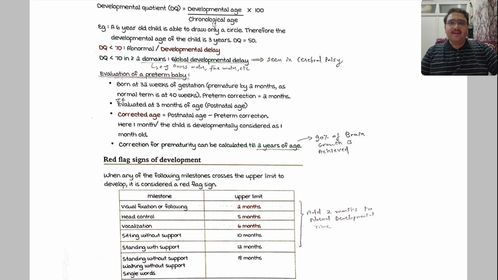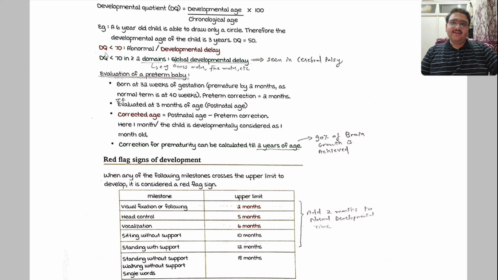Now, coming to developmental quotient. Developmental quotient is developmental age upon chronological age into 100. Example, if a 6-year child is able to draw only a circle, the developmental age of the child is 3 years. Circle you can draw at 3 years, and chronological age is 6 years. So 3 by 6 is equal to 0.5, into 100 is equal to 50. So developmental quotient is 50.